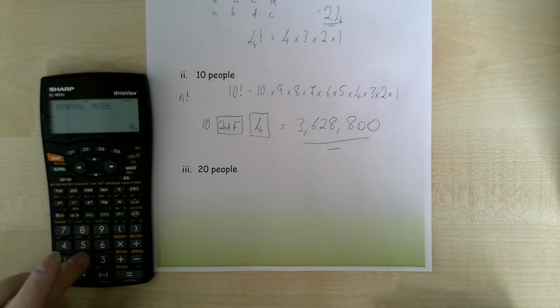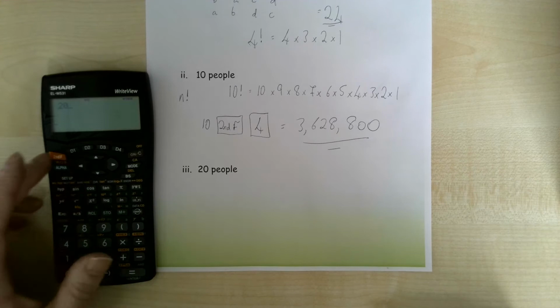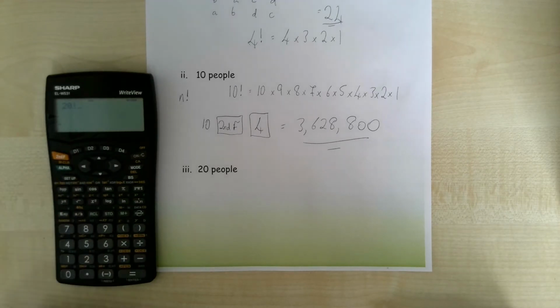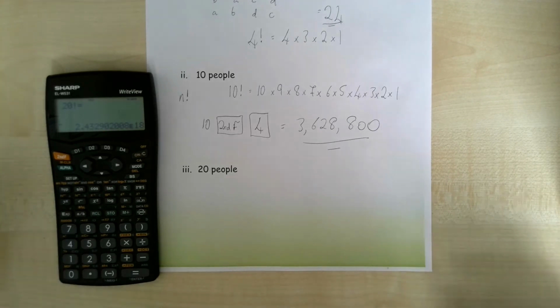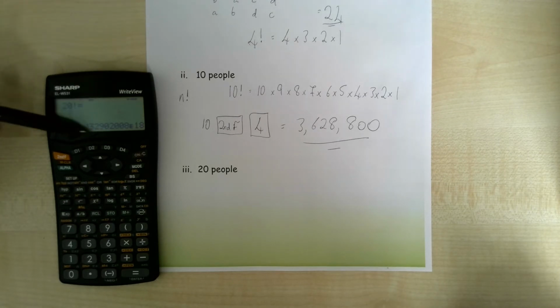So let's go with 20. Second function 4, and that gives us our factorial, and that is the answer. So you might be wondering, what does that E18 mean? Well, it means that this number is extremely large.